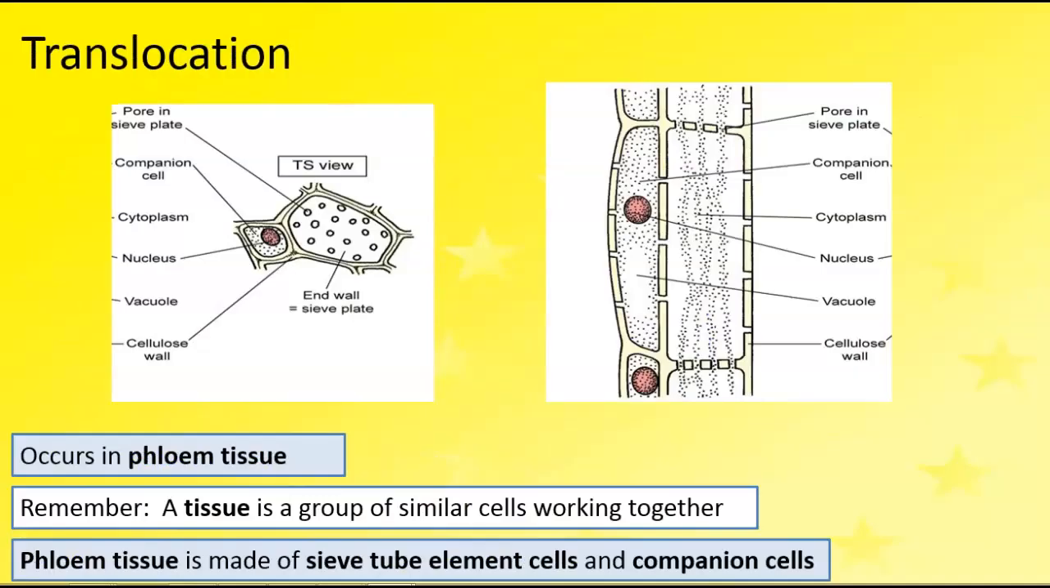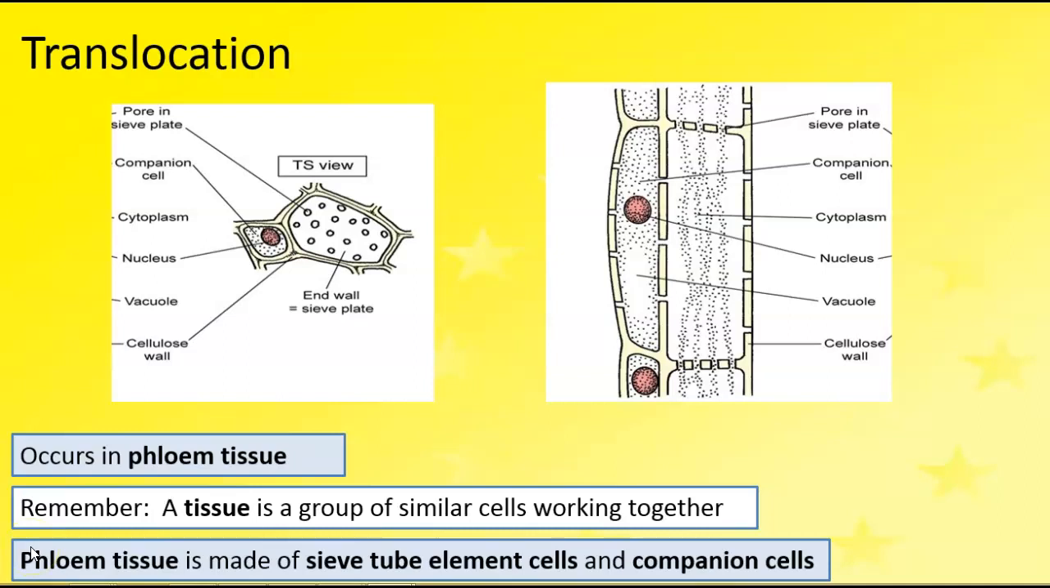Sucrose is actually moved in something called the phloem tissue. Now, just to remind yourselves what a tissue is: a group of similar cells that are working together. And so phloem is made up of two different types of cells which work together as the phloem tissue, and the two types of cells involved are sieve tube element cells and companion cells.